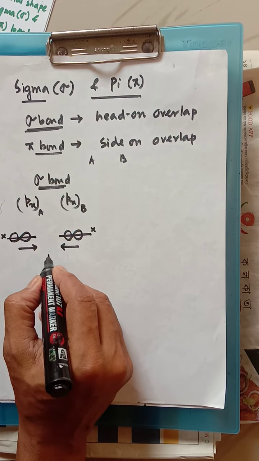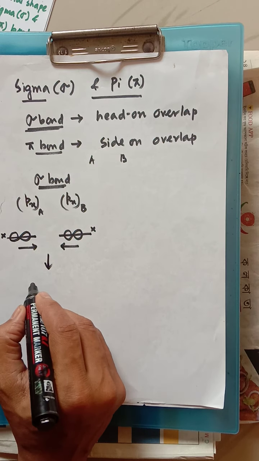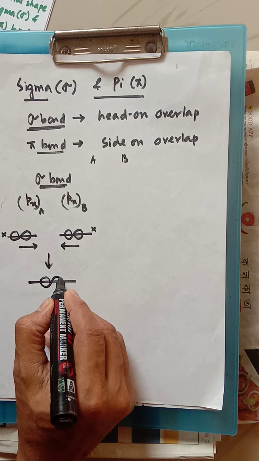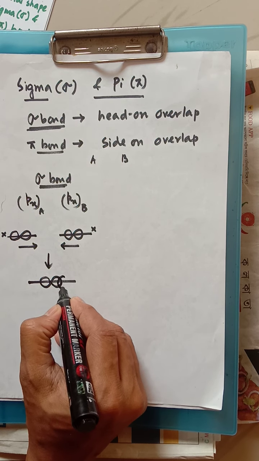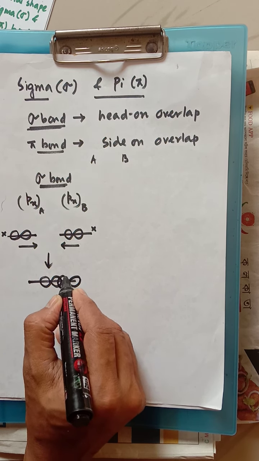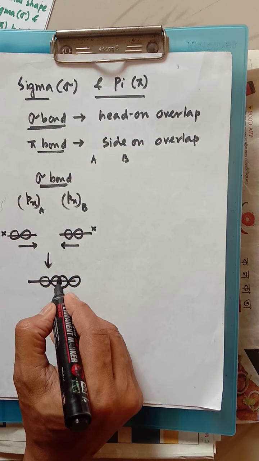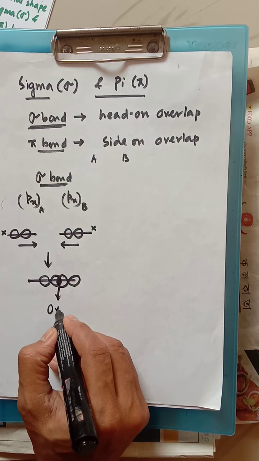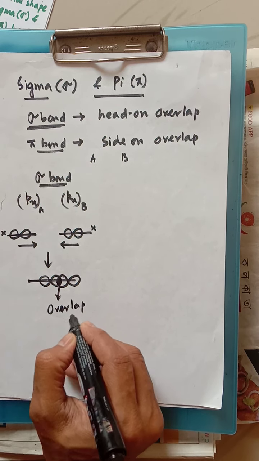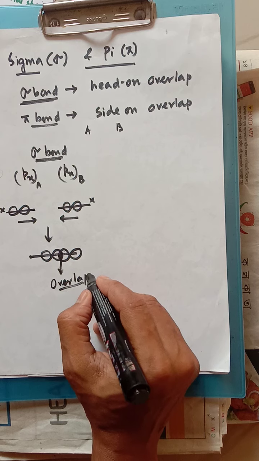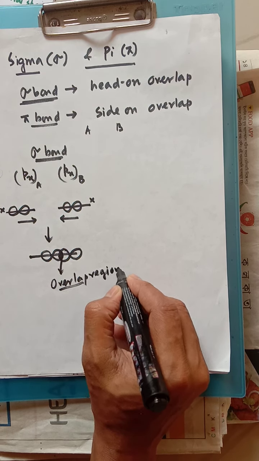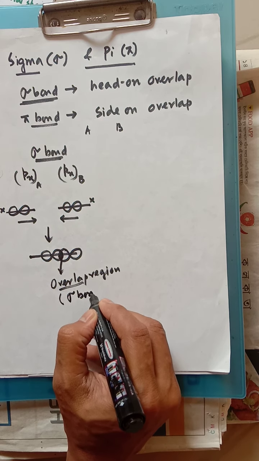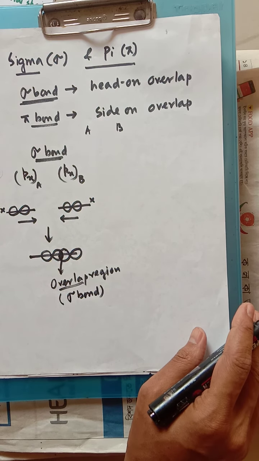What will the resultant be? The resultant will be like this, and another lobe is like this. So this is the overlap region, and this overlap region is called a sigma bond.